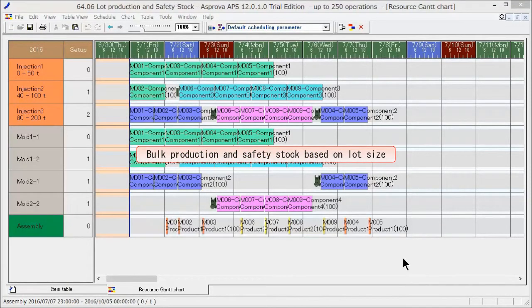Let's factor bulk production and safety stocks into the scheduling of molded parts. By performing bulk production of molded parts, we can reduce the number of mold and item switches and improve production efficiency. Further, even in times of increasing demand, we can create schedules that secure safety stocks so as not to incur shortages.